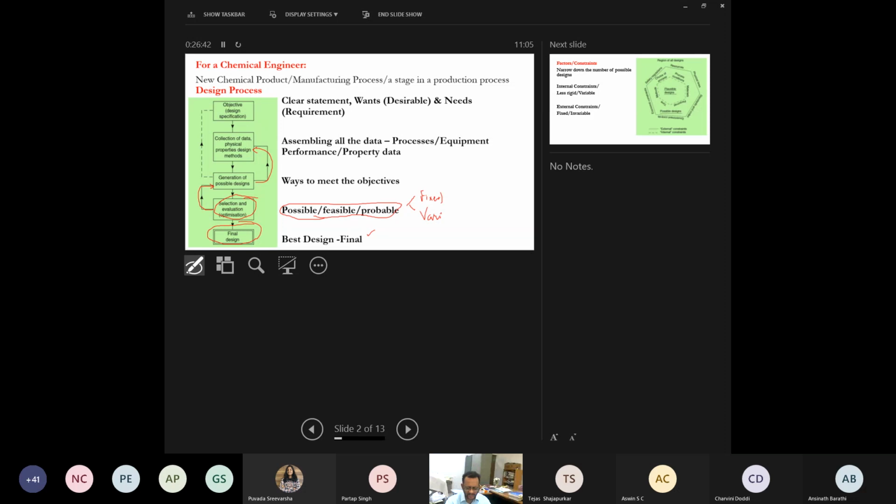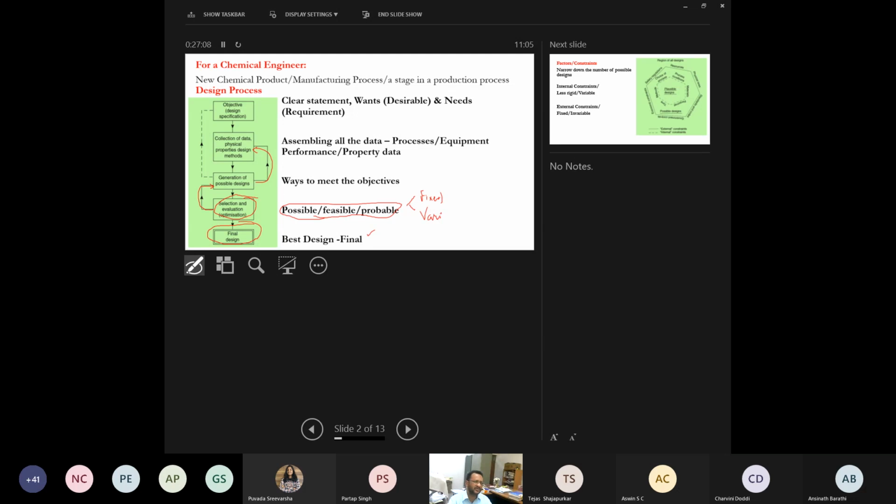Then they apply this to different approaches called spatial domain, structure, energy domain, synergy domain, and temporal domain. So many things are there, and we have to obtain the final design. The design should be a very optimal, optimized one. It should not be over designed or under designed.